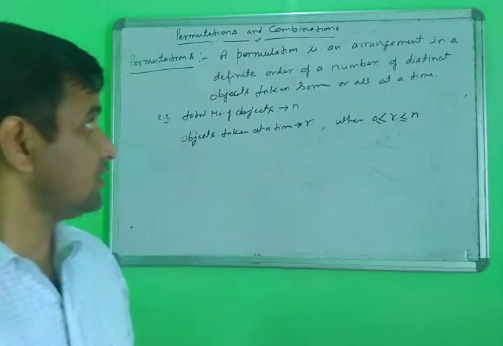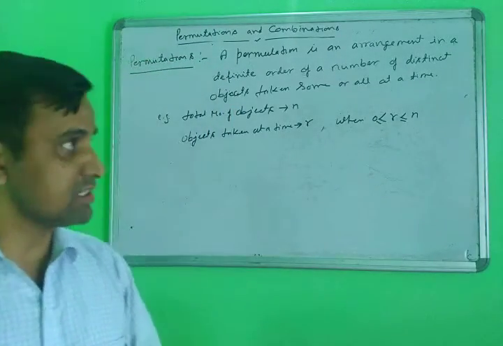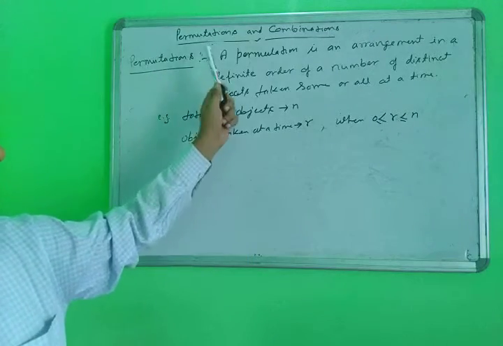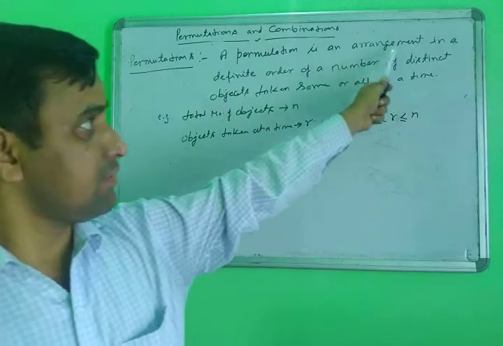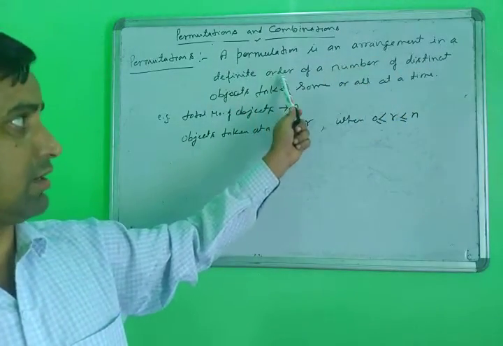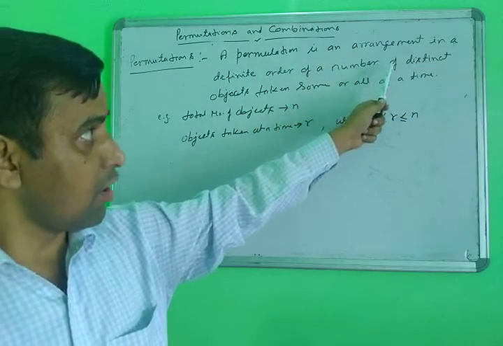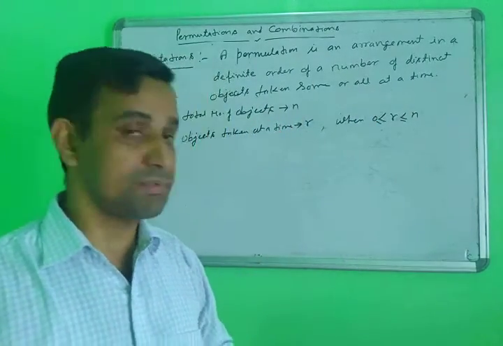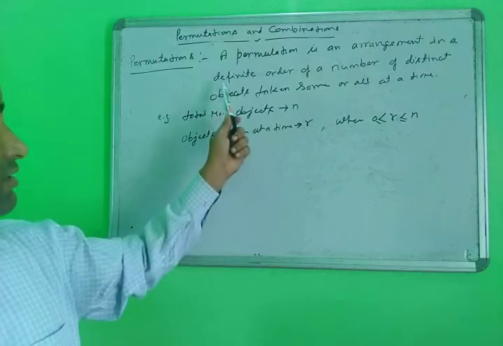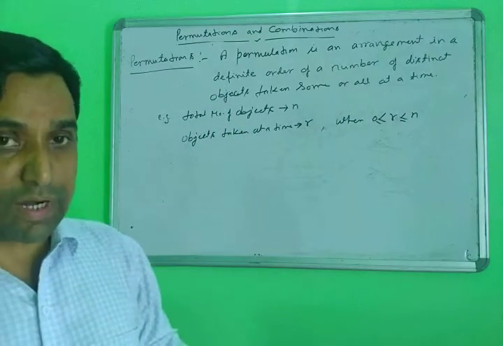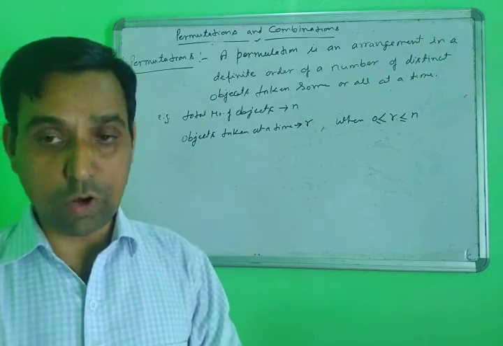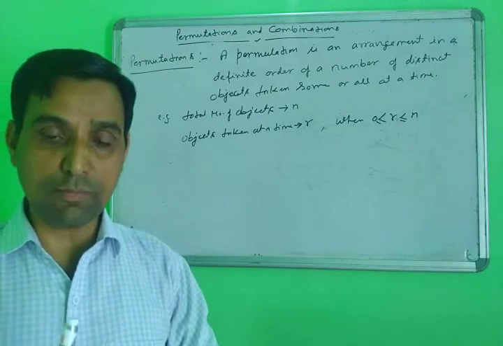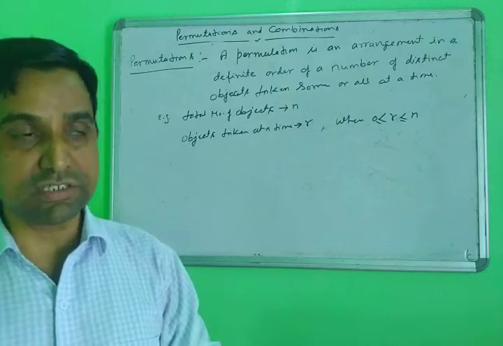Yes, class. What is the definite meaning and identity of permutations? A permutation is the arrangement in a definite order of a number of distinct objects. Permutation is applied when the objects are of different types. There are two conditions: when objects are of different kinds, and when some objects are of the same kind; the identity differs in each case.